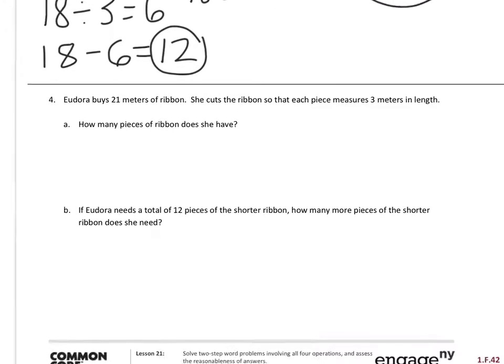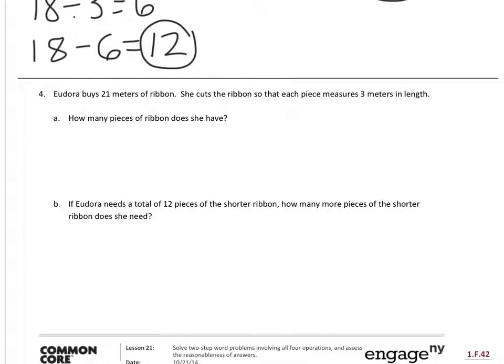All right. This last one is a 2-part problem that actually shows me where my 2 different parts are. So you'll experience problems like this on your park test. You'll be given information, and then it'll have you do different things with your information. That's what this A and B means. Eudora buys 21 meters of ribbon. She cuts the ribbon so that each piece measures 3 meters in length. How many pieces of ribbon does she have?